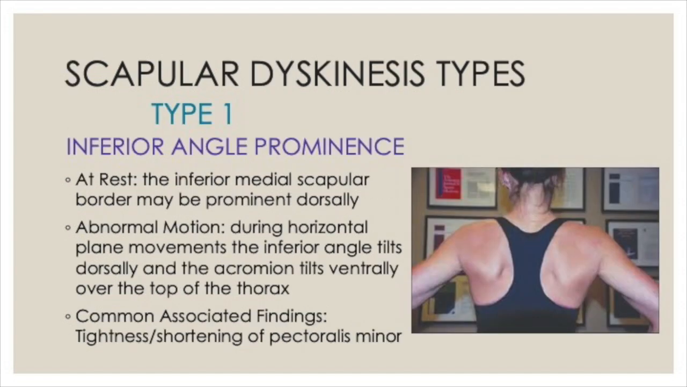There are 3 types of scapular dyskinesis. The first type is inferior angle prominence. At rest, the inferior vertebral scapular border may be prominent dorsally. During abnormal motion, the horizontal plane movement in the inferior angle tilts dorsally and the acromion tilts ventrally over the top of the thorax. Common associated findings with type 1 scapular dyskinesis are tightness and shortening of the pectoralis minor.